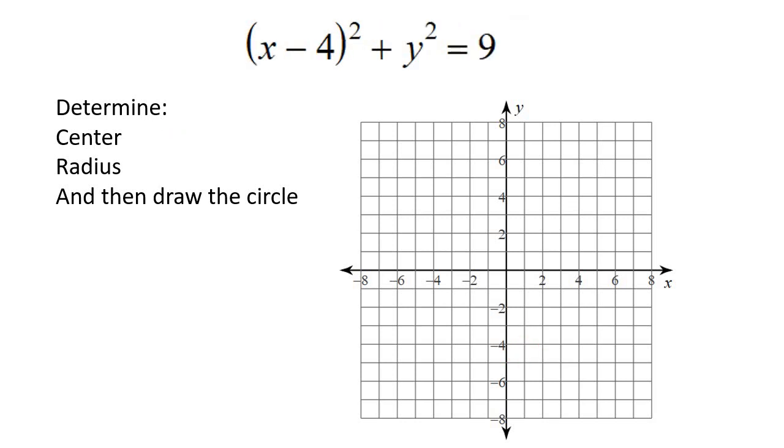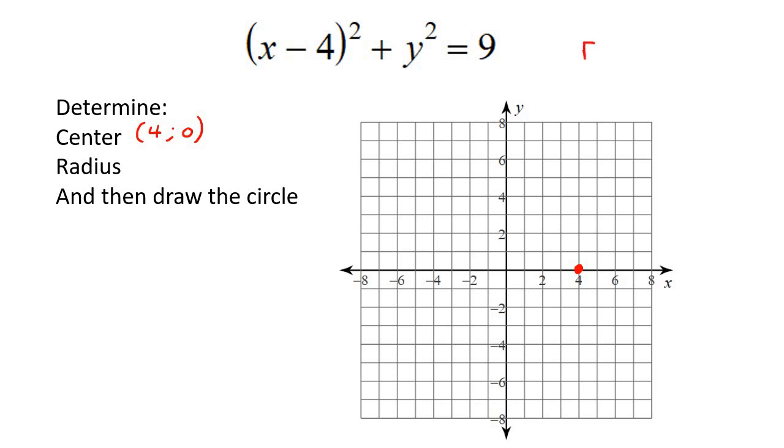So here's the next one. This one has moved 4 to the right. So that's going to go 4 to the right. And then the y squared doesn't have anything. So what does that mean? It means that it has not moved up or down. So the center is going to be at that point over there. It's not going to go up or down. So that's going to have coordinates 4 and 0.